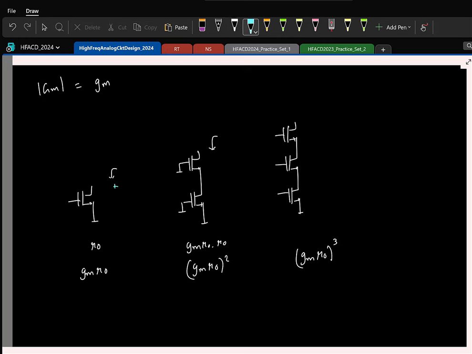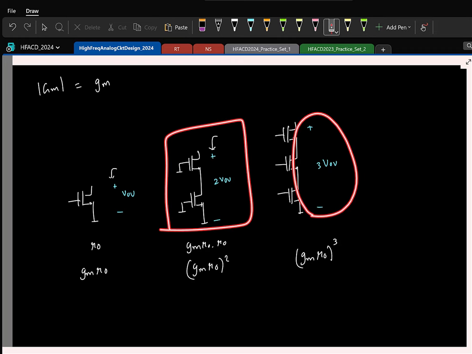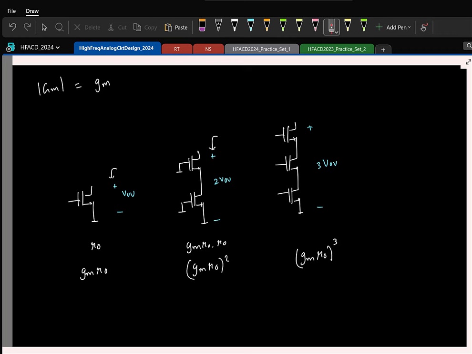So here, what is the minimum output we can have? One overdrive voltage. Assume all overdrives are the same. So here, it is 2 overdrive. Here it is 3 overdrive. So that will be the problem, right? So let's say if we can do something to increase the gain without compromising on the swing. Let's say we do this cascode, and on top we want to increase the gain, but we don't want to do this triple cascode. Let's see if we can do something else.